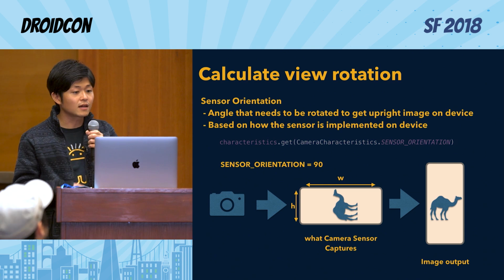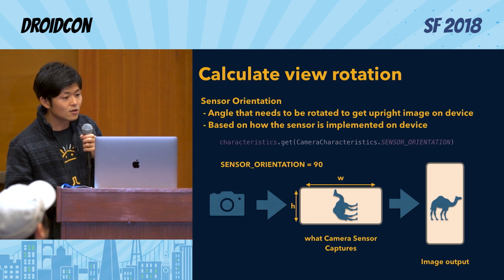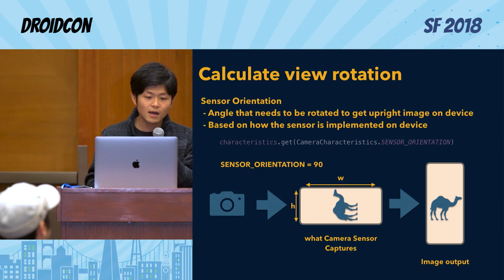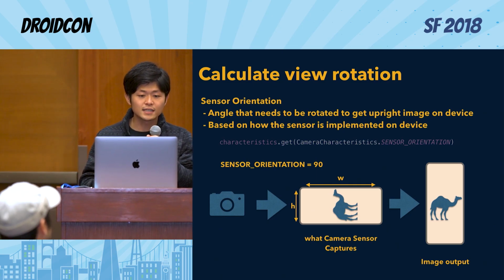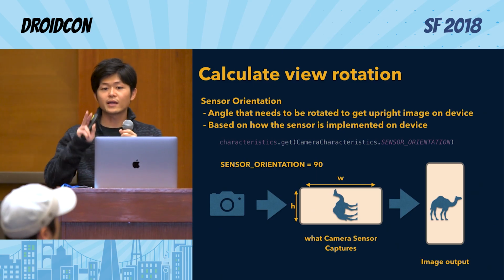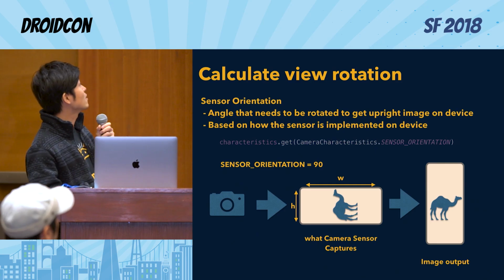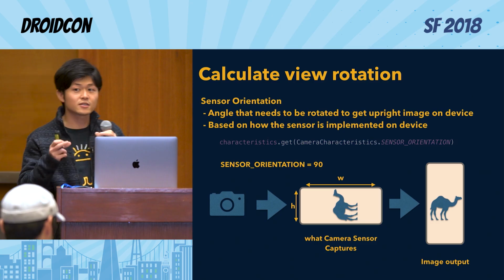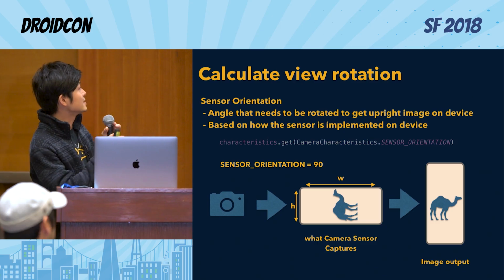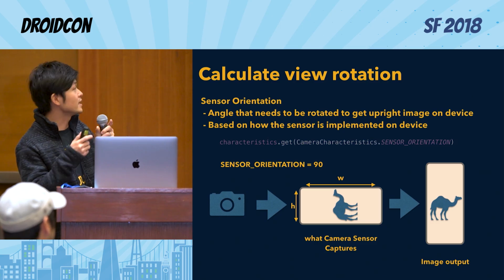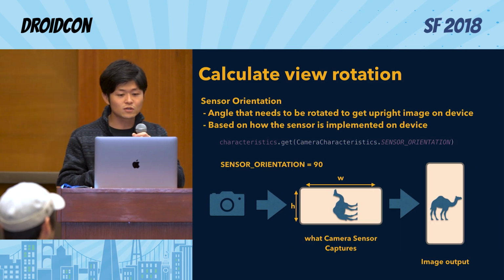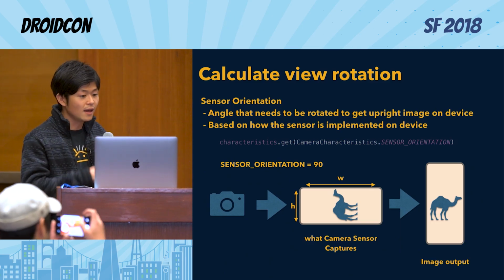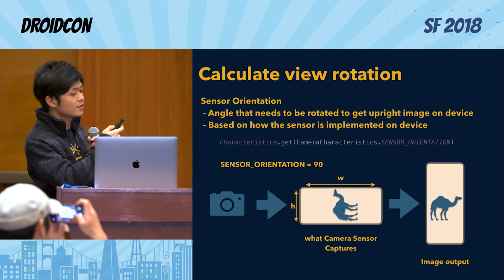First one is calculate view rotation. So there's a sensor rotation that we need to think of. Sensor rotation is an angle that needs to be rotated to get the upright image. In this example, when you take the camera, the camera sensor capture is horizontal for the image. But if you want to get the correct image output, you need to make a rotation. And this sensor orientation will tell you that.